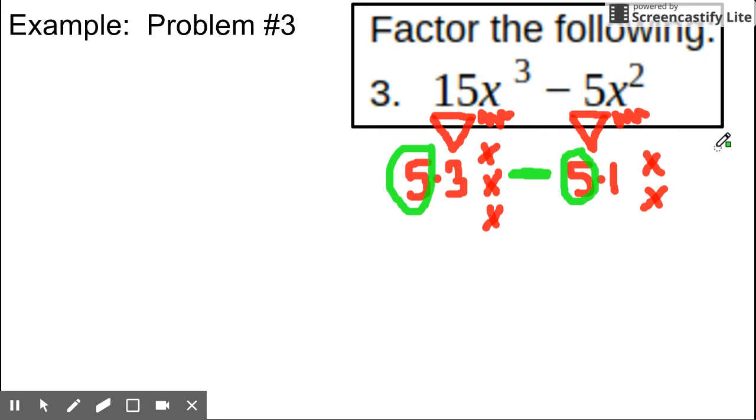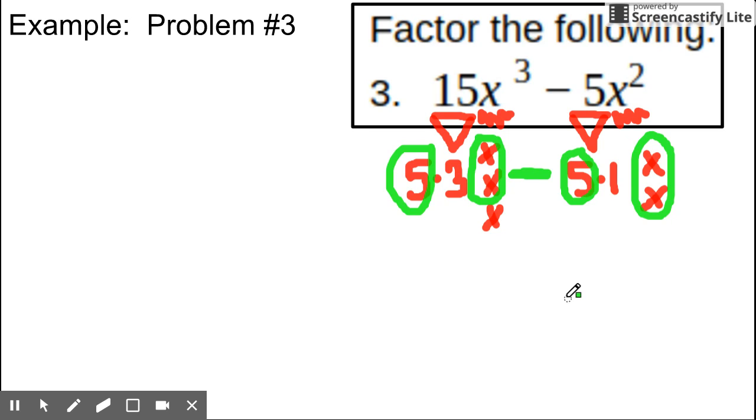2. Why not 3, someone might ask? Well, because this piece doesn't have 3. It only has 2 X's. So I'm going to circle them. And this one also has 2 X's. It has more than 2, but they both have that.